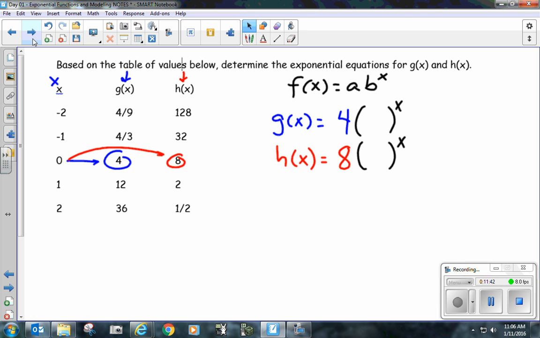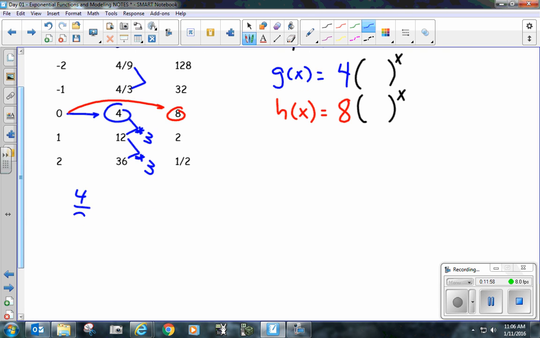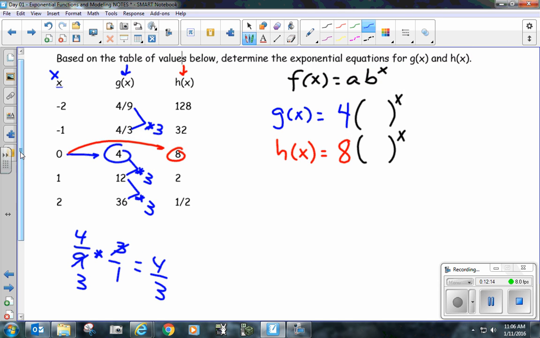So let's look at g of x. What's happening to these numbers here? It's being tripled, because 4 to 12 is times 3. 12 to 36 is times 3. Now, how do we know this is times 3? Well, if I take 4 over 9 and multiply it by 3, don't these cancel? 3 goes into 9 3 times. Isn't that 4/3? It sure is. And look what's next, 4/3. So I know it's being multiplied by 3, so what do you think my base or my factor is for g of x? It's 3. Well, there you go. That's how you come up with the equation.